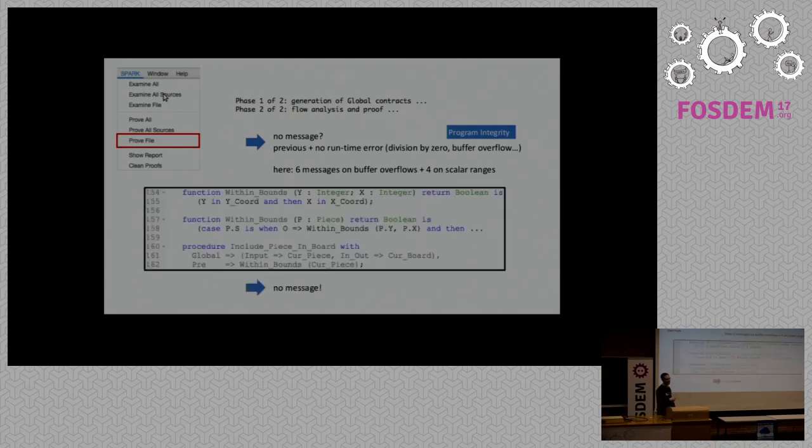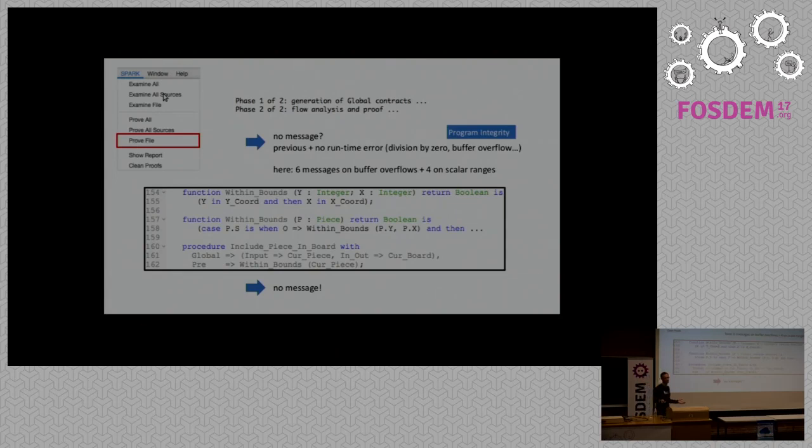So in fact, this is expected because, as with many programs, the API is not supposed to be called in any order at any time during the lifetime of the game. So you need to specify the precondition. We can specify it with the additional contract Pre, which states when you are allowed to call this procedure. And here it says that for calling this procedure, Include_Piece_In_Board, the current piece has to be within bounds. Within bounds, we express it easily in Ada with what we call an expression function.